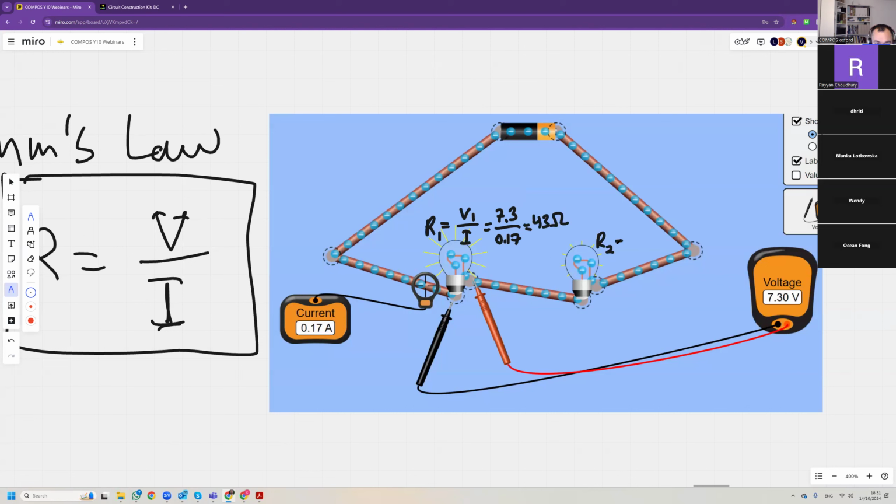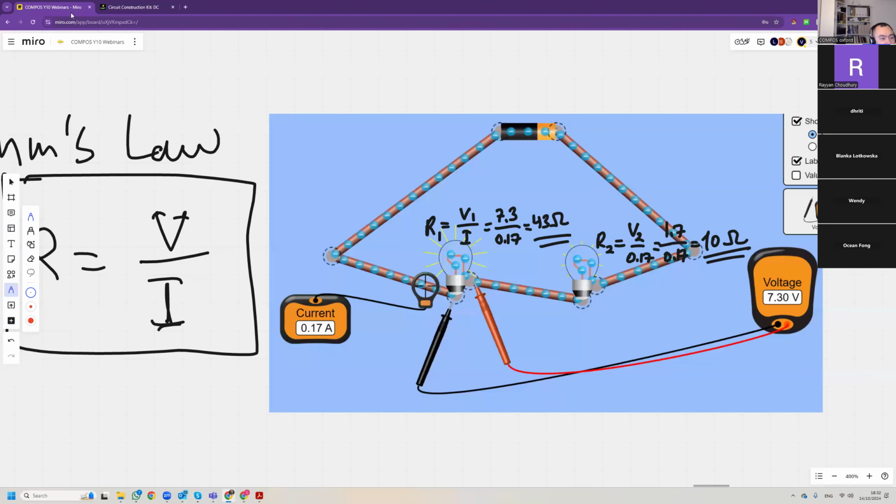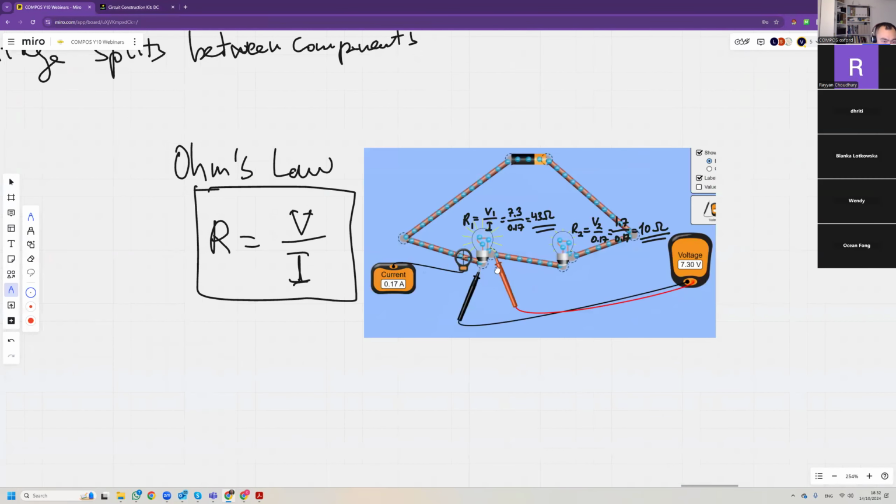And resistance R2 is the voltage V2, 1.7, divided by the current, which is the same, 0.17, so it has to be 10 ohms. Let's check. We click on this lamp and you see that the resistance is indeed 10 ohms. And we click on this lamp and the resistance is indeed 43 ohms. Okay, they're quite neat. This is what resistance is.